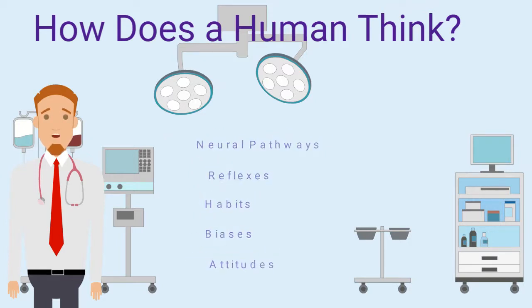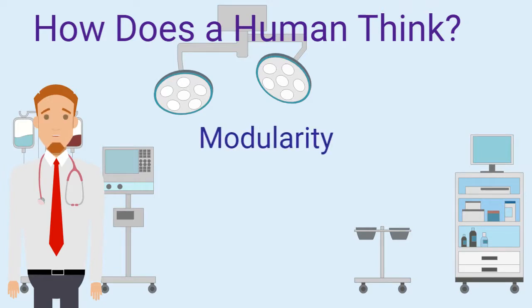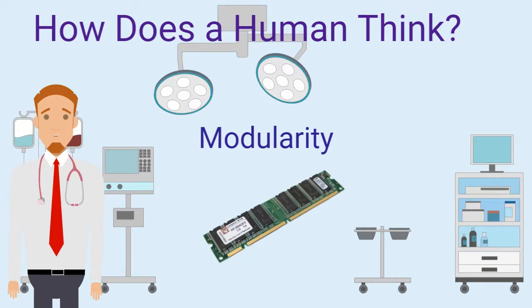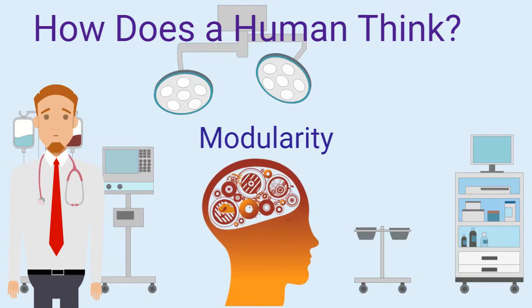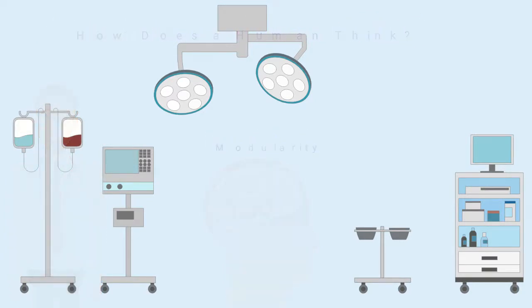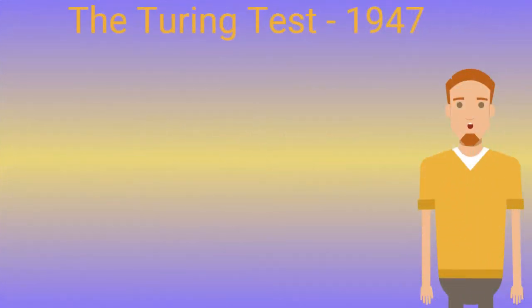Another major difference between the brain and the CPU is something called modularity. A computer is modular. It can remove the memory and replace it without affecting the rest of the computer. The brain is so interrelated that we still don't fully understand it. It remains the most complicated organism in the known universe. When we consider how different our brains are to computers, we can appreciate why true artificial intelligence remains elusive.